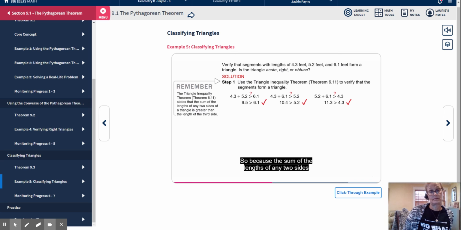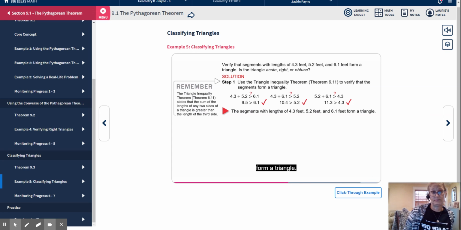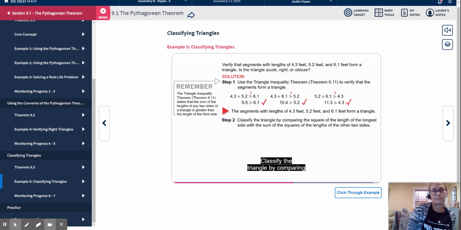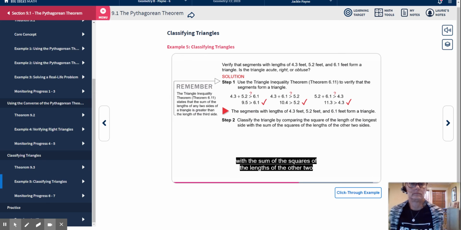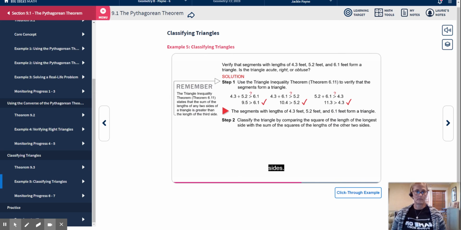So, because the sum of the lengths of any two sides is greater than the length of the third side, the segments with lengths of 4 and 3/10 feet, 5 and 2/10 feet, and 6 and 1/10 feet form a triangle. Step 2. Classify the triangle by comparing the square of the length of the longest side with the sum of the squares of the lengths of the other two sides.